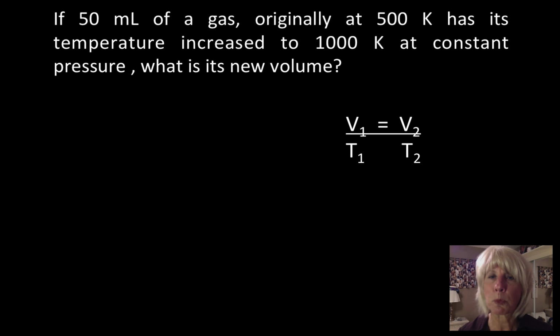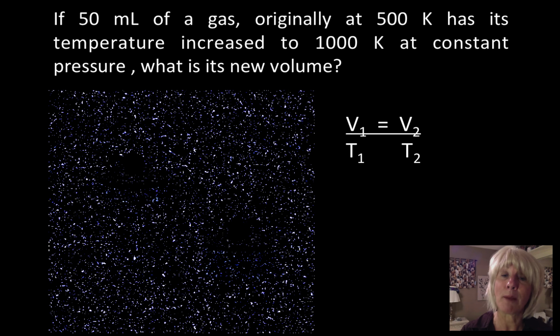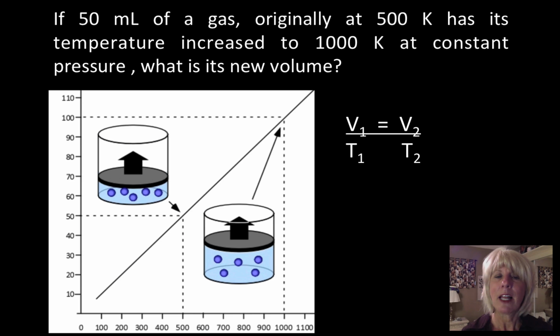Now, if you look at this problem, don't you see that the temperature is being doubled? If I double the temperature, I'm going to definitely double the volume. This graph shows that very thing. Originally, the sample was at 500 Kelvin, and it occupied a volume of 50 milliliters. When I doubled the temperature to 1000 Kelvin, the volume was also doubled to 100 milliliters.